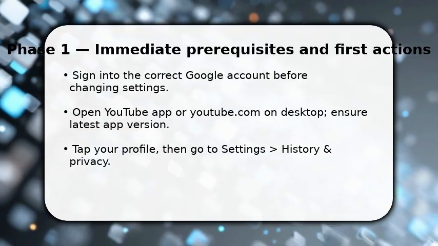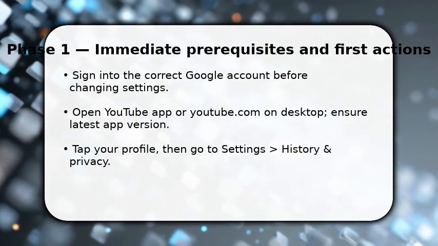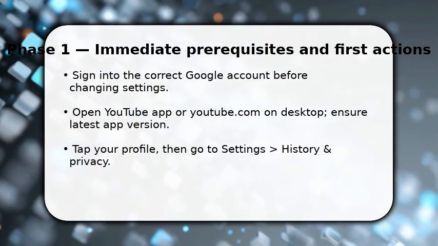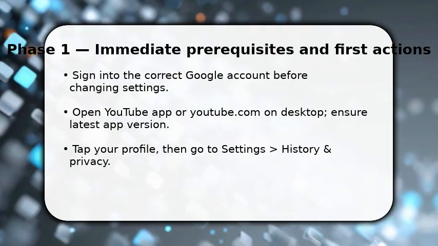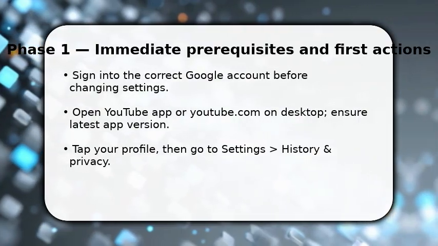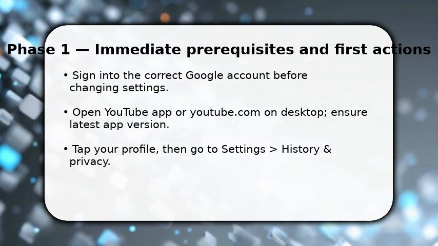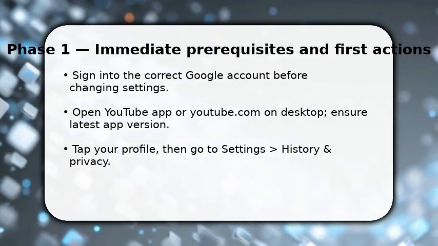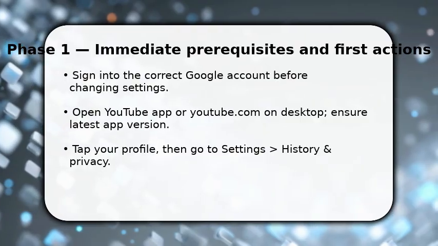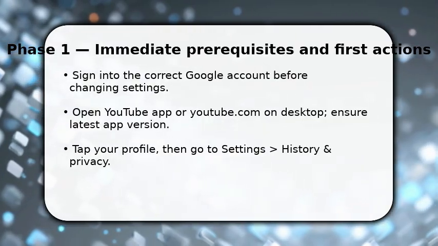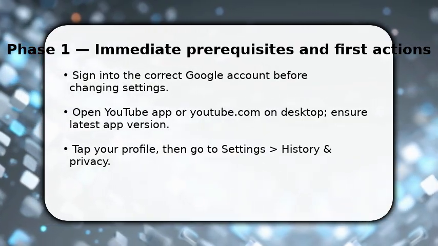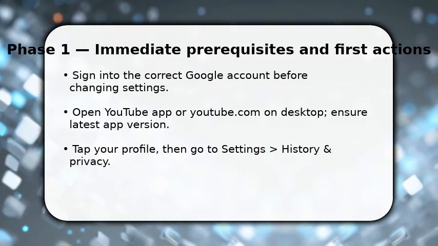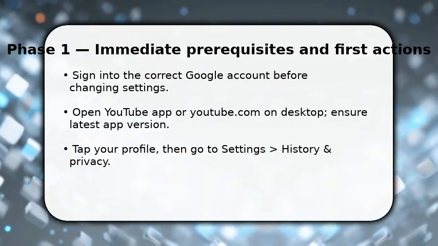You start by opening YouTube and confirming you are signed into the Google account that shows the issue. Once signed in, go straight to your profile icon. This is where History controls live. If you are on mobile, tap Settings, then History and Privacy. On desktop, click Settings from the left menu and pick Privacy. This initial navigation makes sure you modify the right account because toggles act per account, so don't skip signing in.